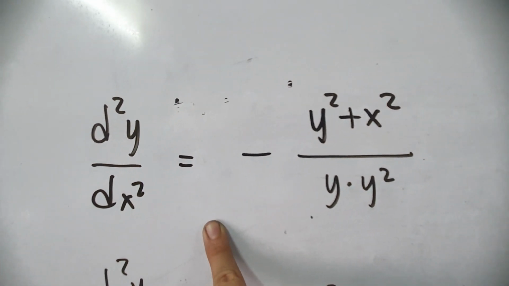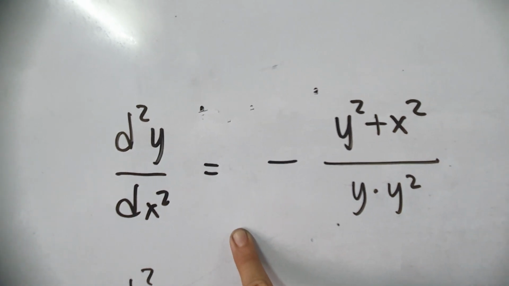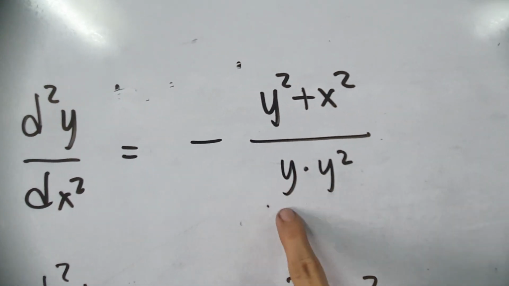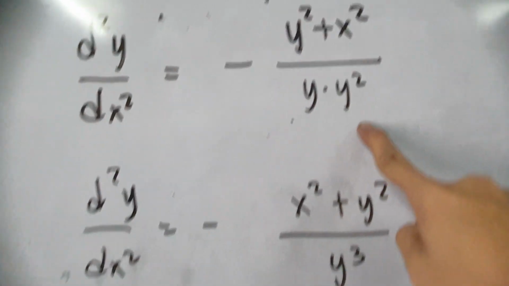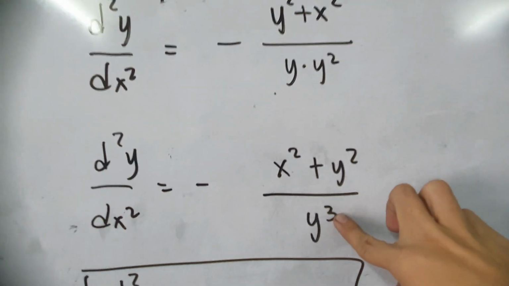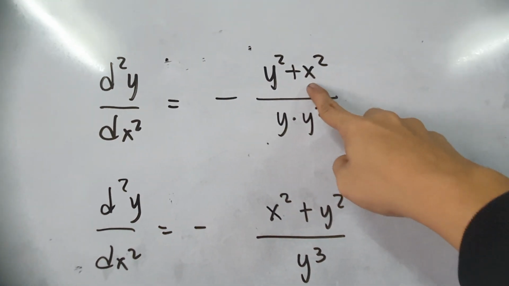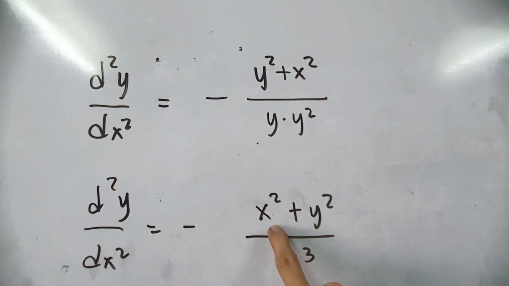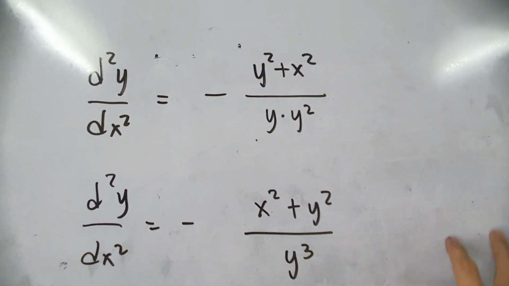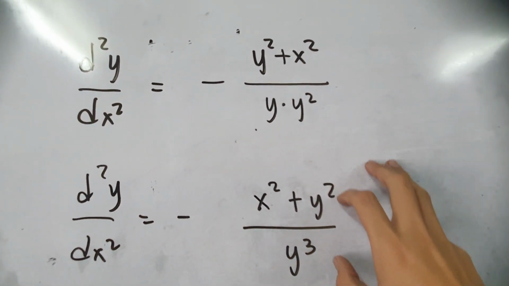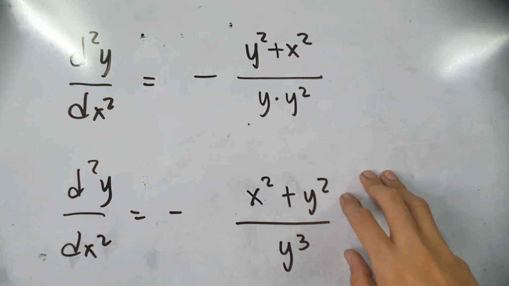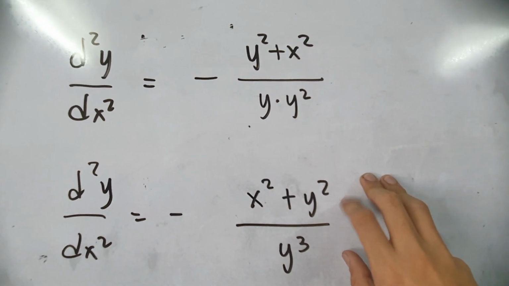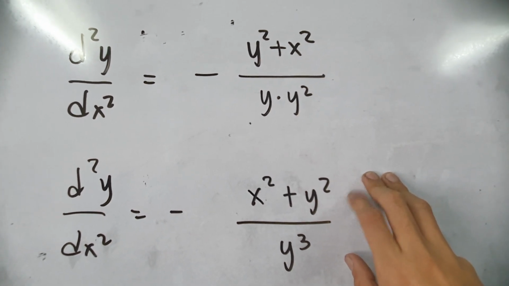d squared y over dx squared is equivalent to, we still have our negative, y squared plus x squared over y times y squared, which is y cubed. Arranging the numerator, I wrote x before y. So we now have x squared plus y squared over y cubed. Again, this is not yet our final answer. If you consider this one as your final answer, this is not yet the final answer.